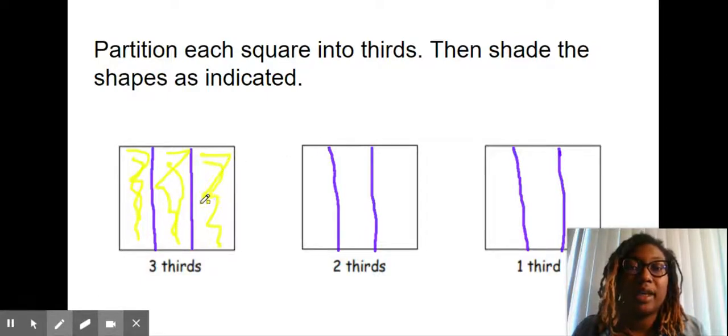For the next one, it says shade in 2/3. So 2 of my 3 pieces would be shaded in. And then for my last one, it says 1/3. So 1 of my 3 pieces would be shaded in. So that's how that would look. First, I had to break it into thirds, and then I needed to look at how many thirds or equal parts it was asking me to shade in.